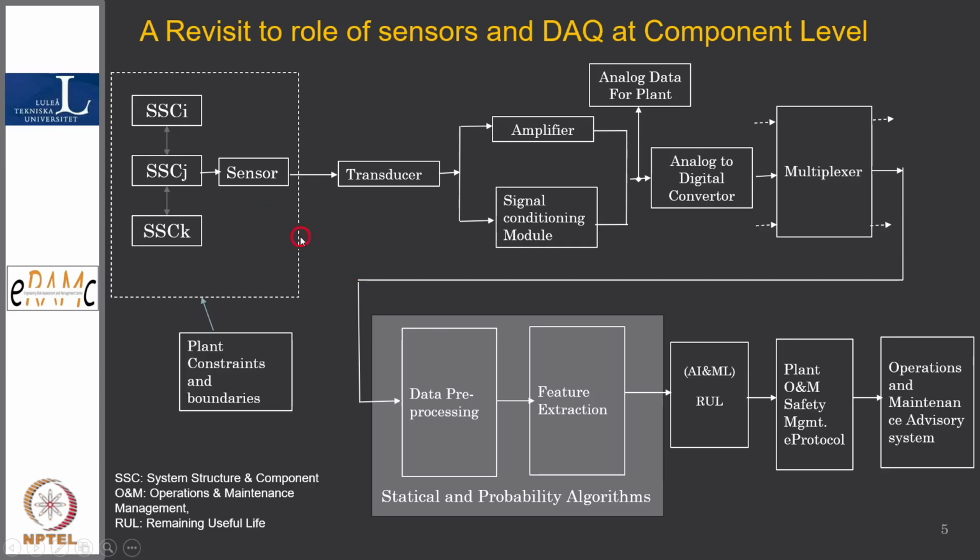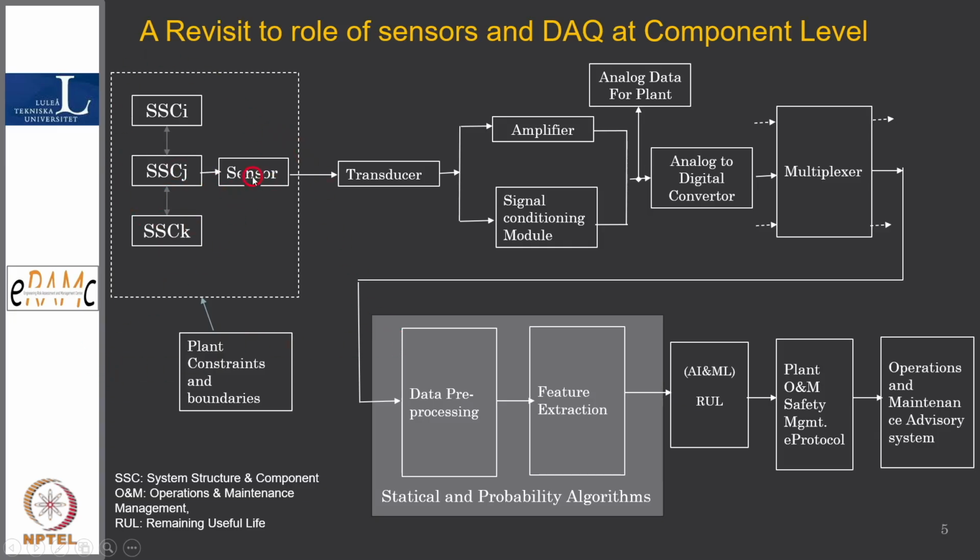So let us say we are monitoring three SSC. I have given the abbreviation for SSC: systems, structures and components. I, J and K are three structures, components or systems, whatever you may like to think, and then sensors are there. So obviously when we are monitoring three, there will be three sensors also, but I am explaining through one SSC J and one sensor, and this forms part of the plant.